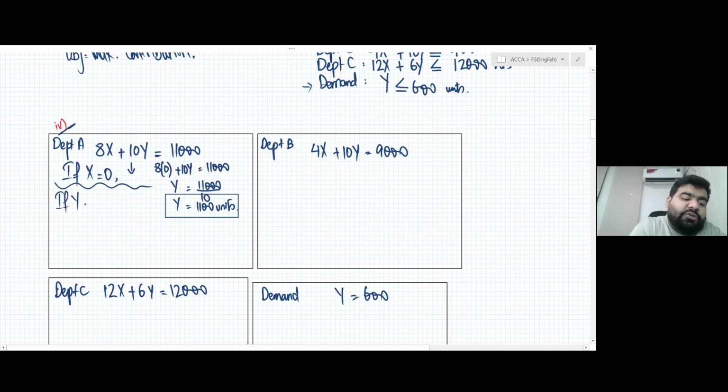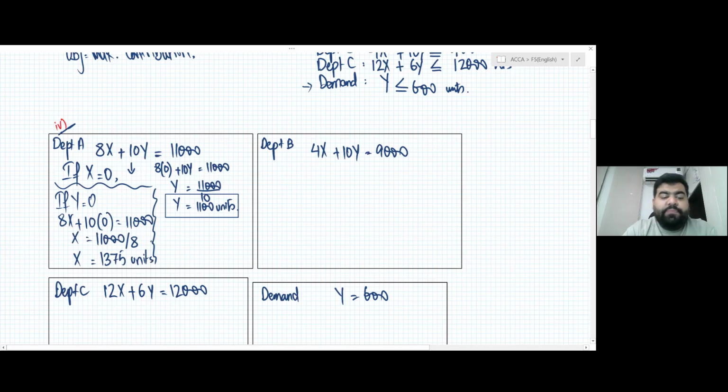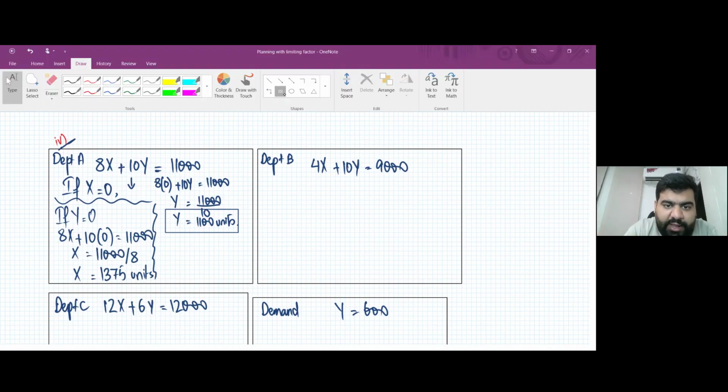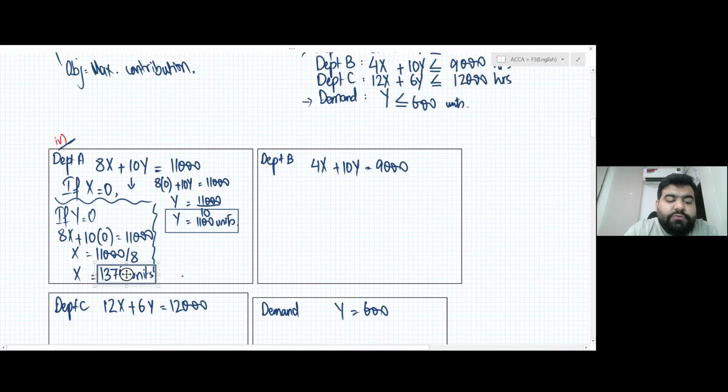If Y is 0, how many units of X will be made? Now I'll calculate that. Same formula. 8x plus 10y, with 10 into 0, equal to 11,000. So x will be 11,000 divided by 8, which is 1375. So X will be produced 1375 units if Y is not made in department A.